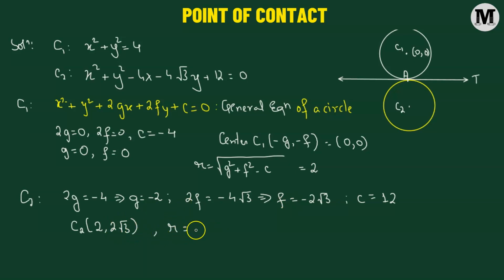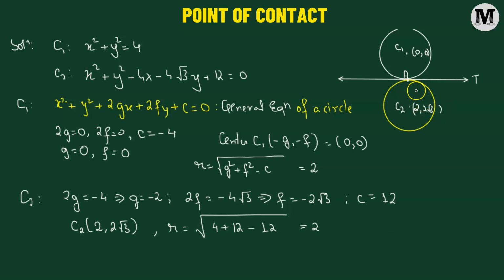And the radius will be given by the square root of g squared, which gives us positive 4, added to the square of f, so the square of negative 2 times square root of 3, that's going to be 12. And from here, we subtract c, that's 12. So this is also going to give us a radius equal to 2 units. The coordinates of the center C2 are 2 comma 2 times square root of 3.